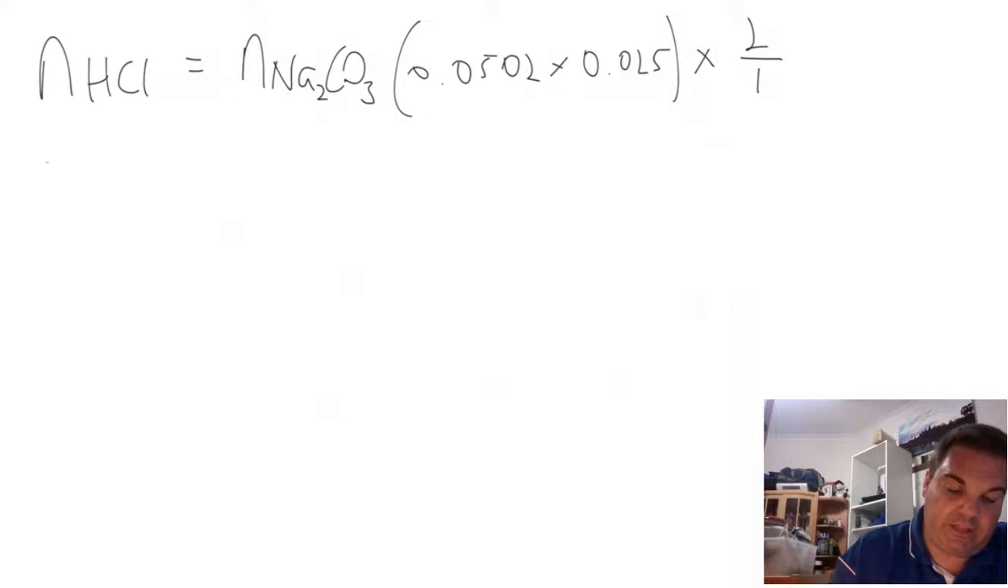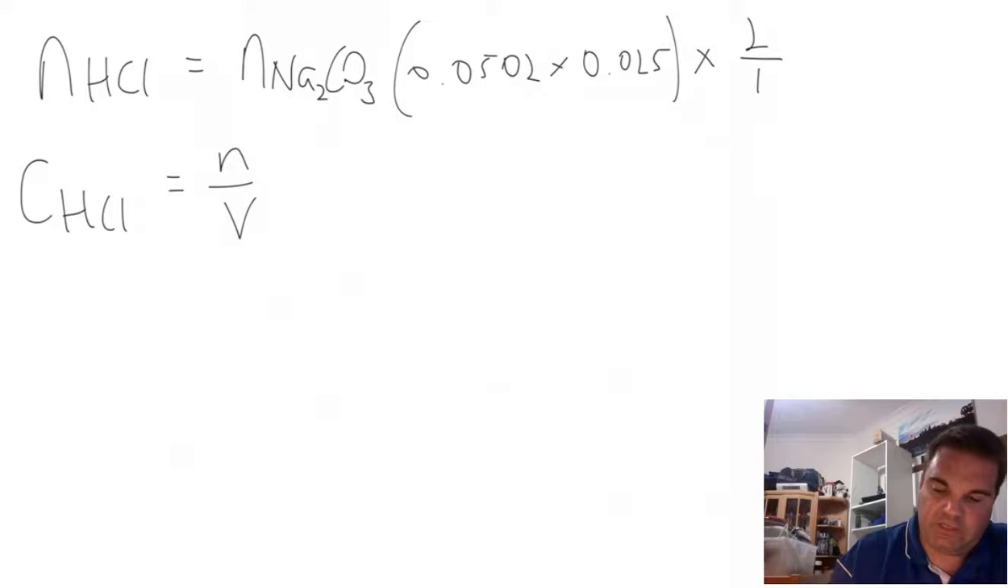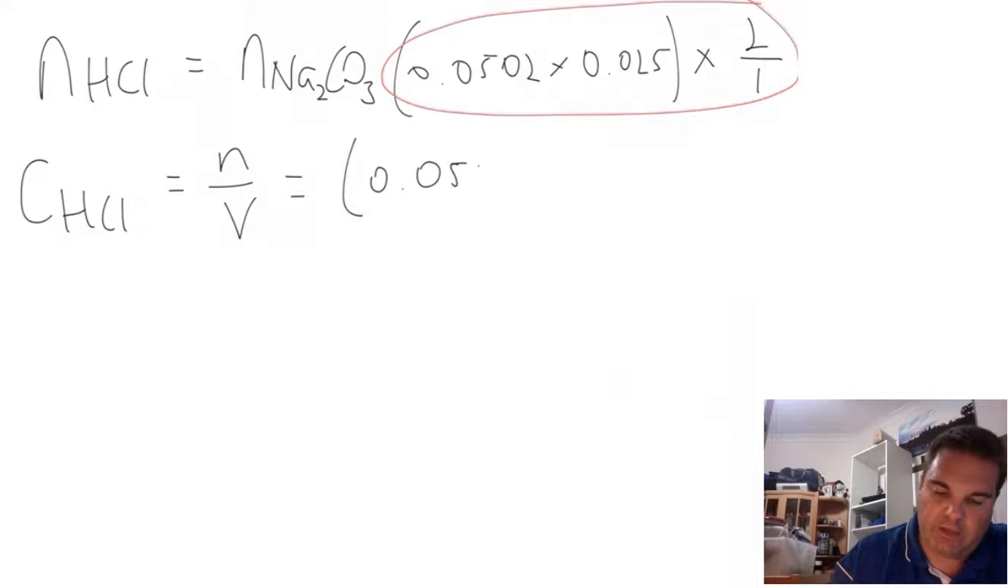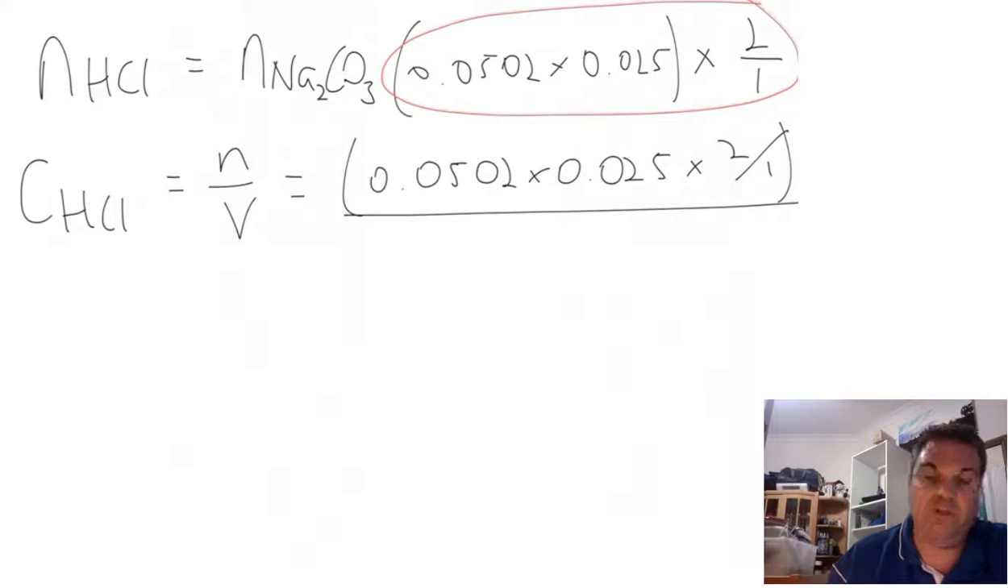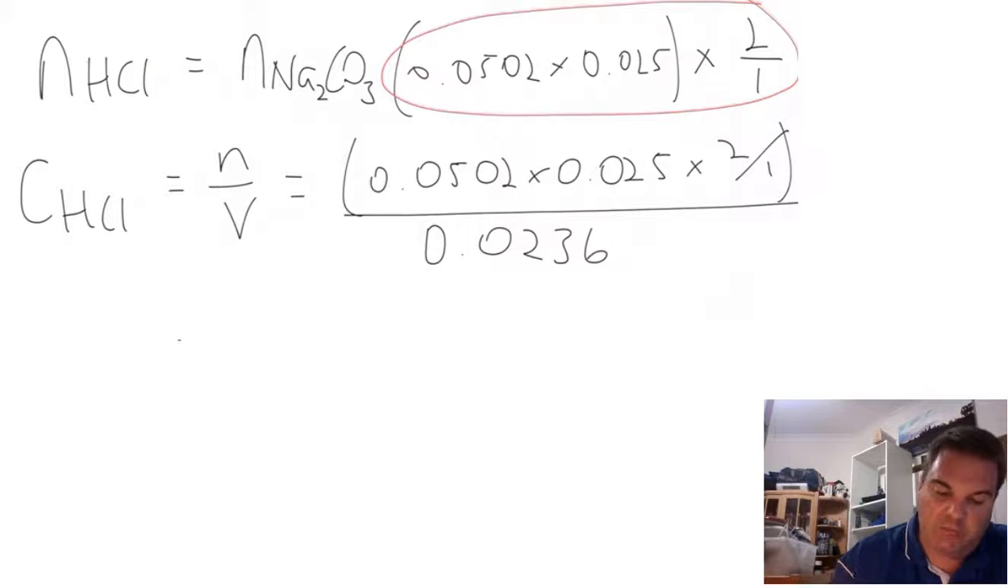Then we need to calculate what the question's asking us, which is concentration of hydrochloric acid, C equals n over V. So we're going to take this value, which is our number of moles, 0.0502 times 0.025 times 2 over 1. We're going to divide it by the volume of hydrochloric acid, which was our average titer value, 23.6 mils, so 0.0236. Put that all into your calculator, providing you haven't been rounding off in the previous steps.